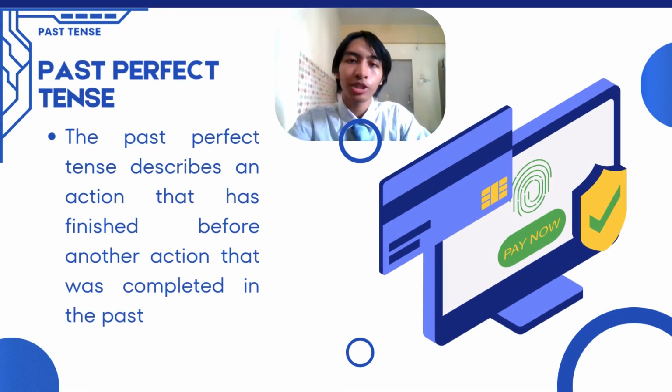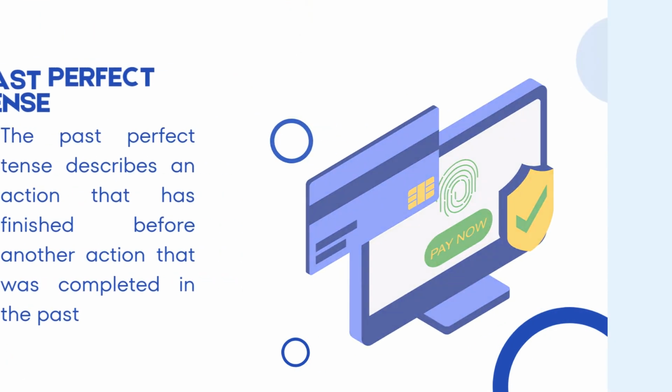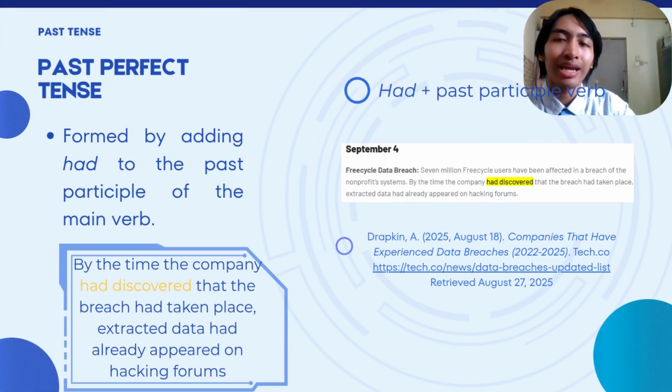Past perfect tense describes an action that has finished before another action that was completed in the past. Past perfect tense is formed by adding had to the past participle of the main verb. For example, by the time the company had discovered that the breach had taken place, extracted data had already appeared on hacking forums.